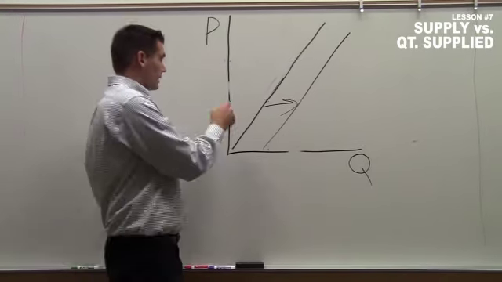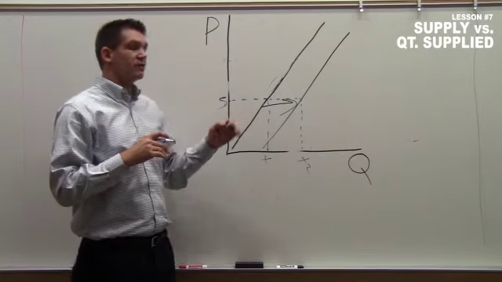So at this price, where before we had $5, again, we were willing to supply this amount here. But now with this increase in supply at a price of $5, we're now willing to supply this higher level, right? So that's why we draw an increase in supply as a shift to the right.